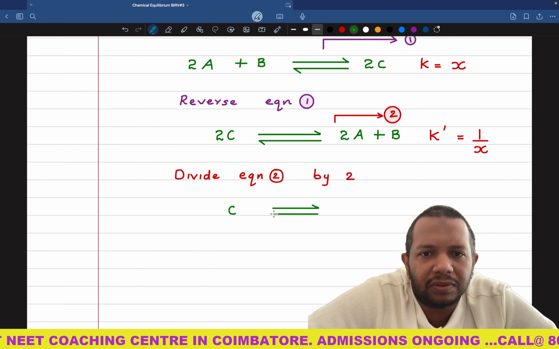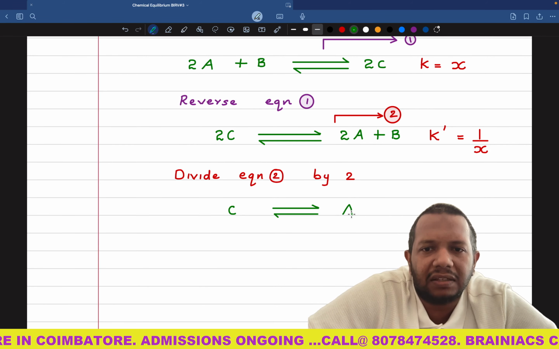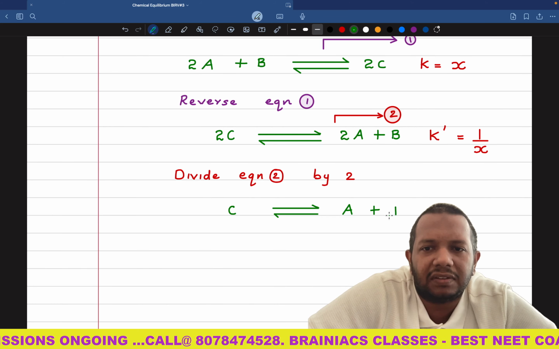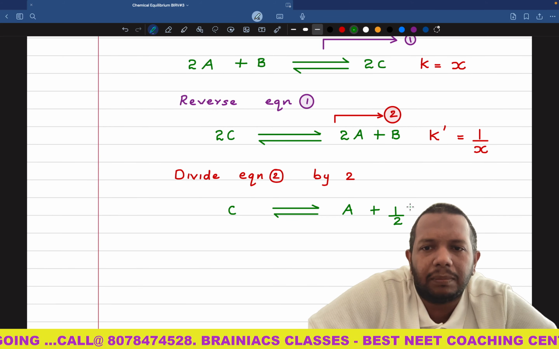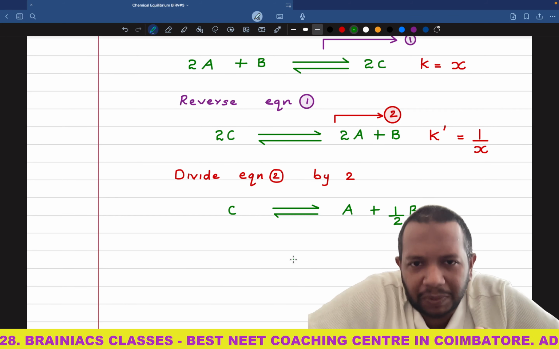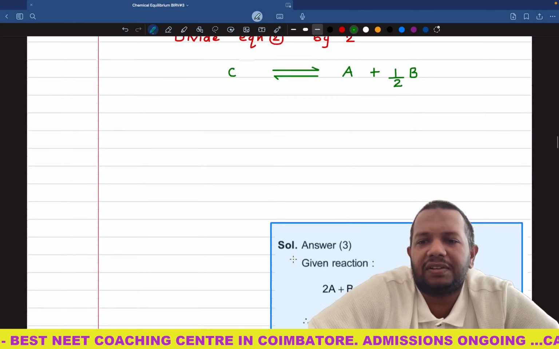Okay, this will become C. And this will become A. This will become A plus half B. Half B. Now we got the expected reaction. Now in this case, what will happen, sir, if you are doing it?